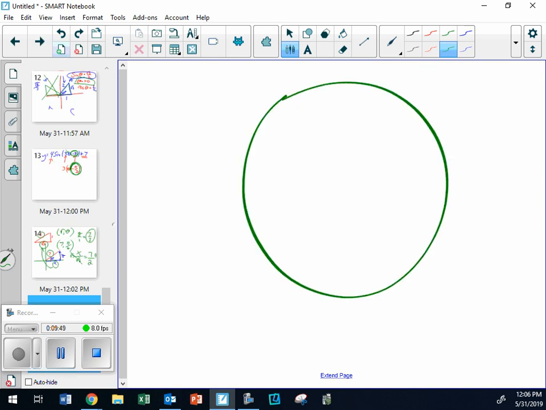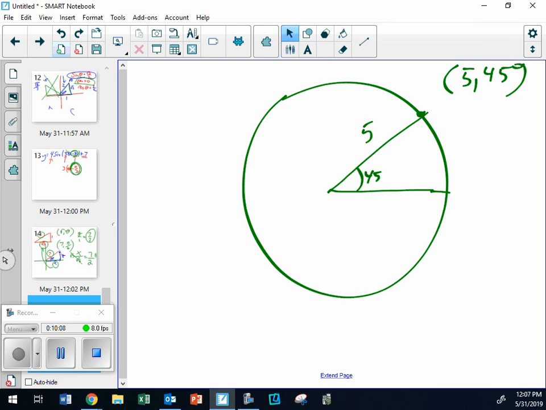Another thing on polar. Do you remember on polar, if I had a spot here, let's say that's a 45-degree angle. Give me 1 second. And let's say that spot is at, let's say 5. This would be r comma theta, 5 comma 45. Do you remember the deal where you could have a negative r?